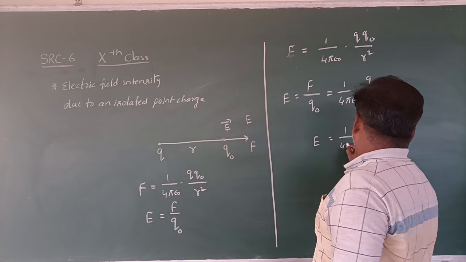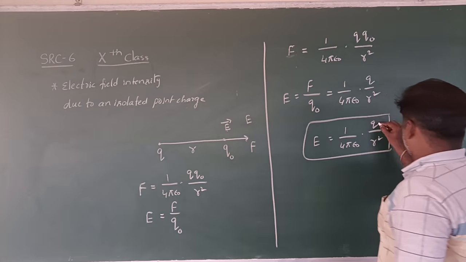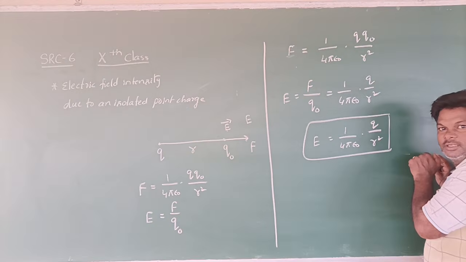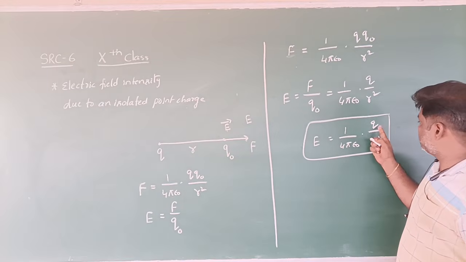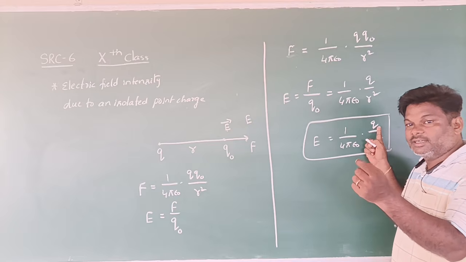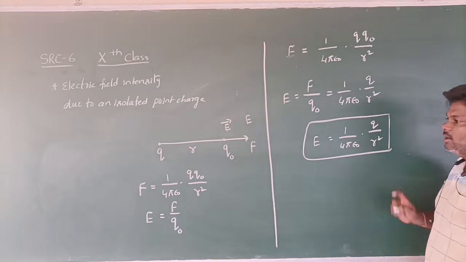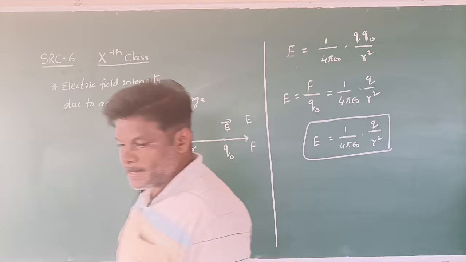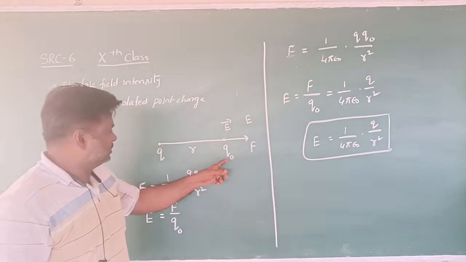This is the magnitude of electric field intensity, or electric field strength, of the given charge. So the electric field intensity, or strength, of this charge is E equal to 1 by 4 pi epsilon naught q by r square. Note it down, everyone. If the medium changes, then the epsilon naught value will change.